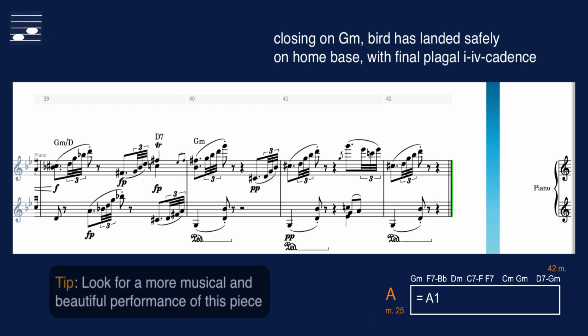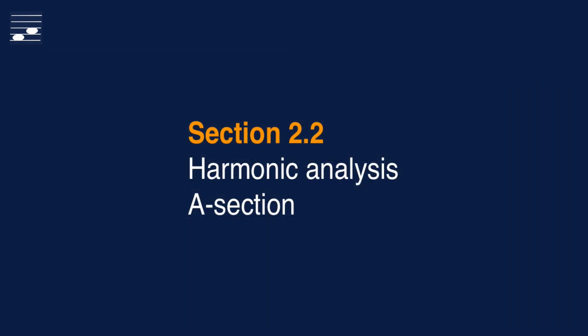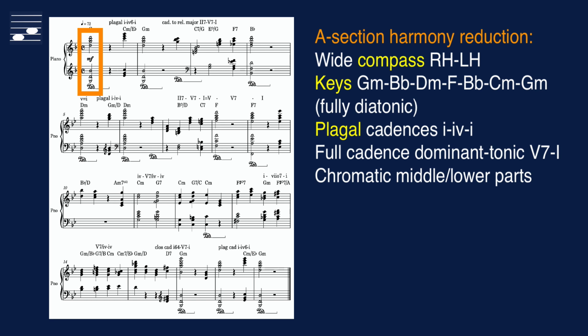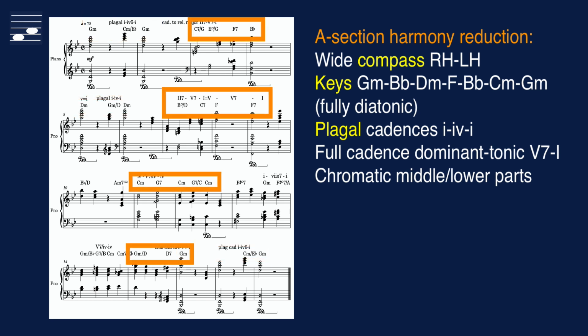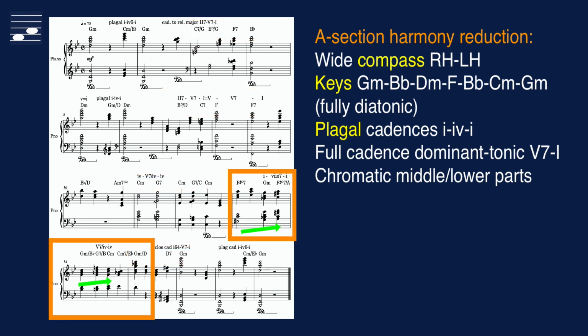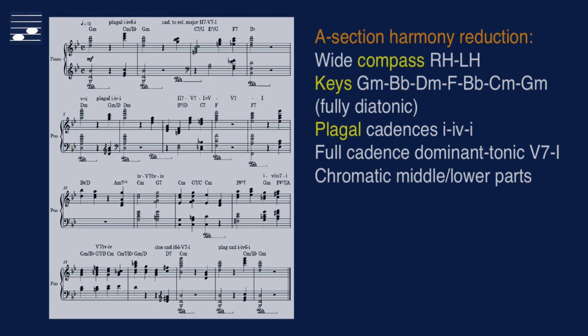Next, you'll see a harmony reduction of the A section. The combination of right-hand arpeggios and left-hand chords leads to a wide compass. I've indicated the local key centers, all from the diatonic G Aeolian minor modal scale. The AAB arpeggio phrases display plagal 1-4-1 cadences in minor. We find a number of dominant tonic 5-1 cadences, for example in the approach to the relative major key B flat major. You'll observe increased harmonic density in the middle phrase of the A section, with stepwise chromatic motion in the lower parts. Listen to this reduced harmony.